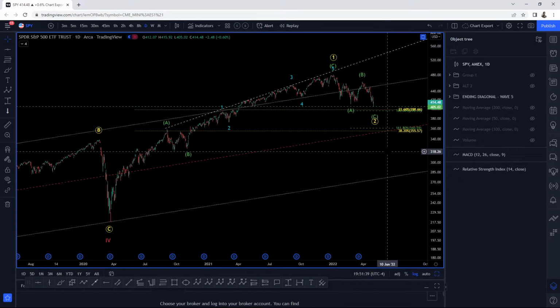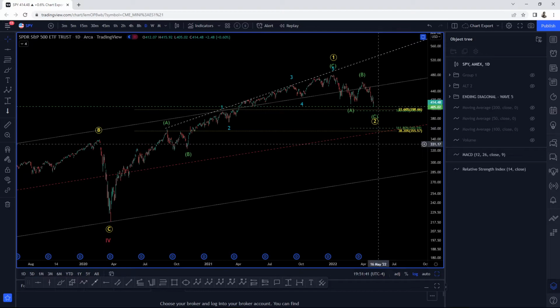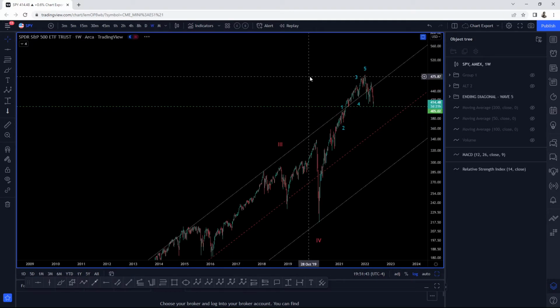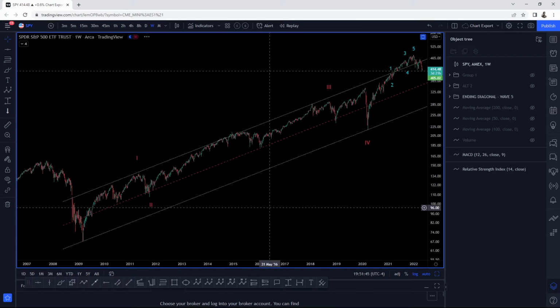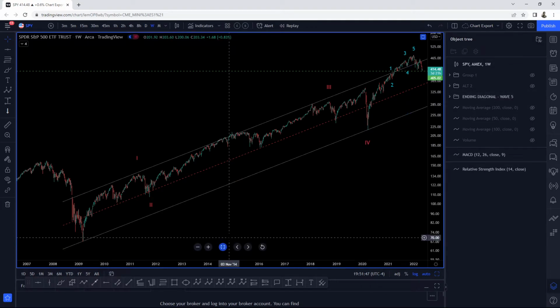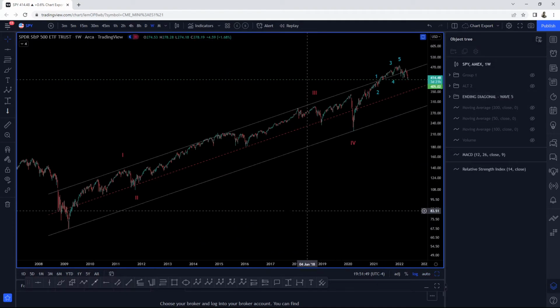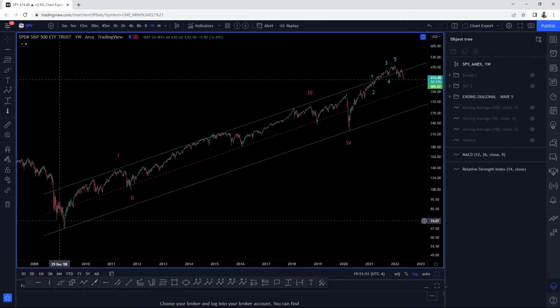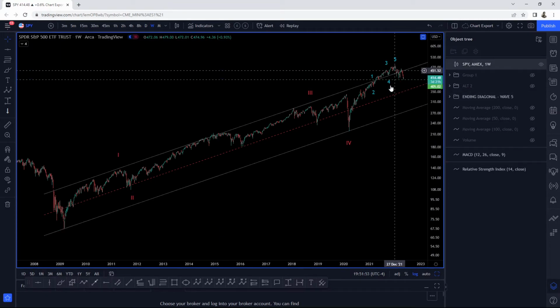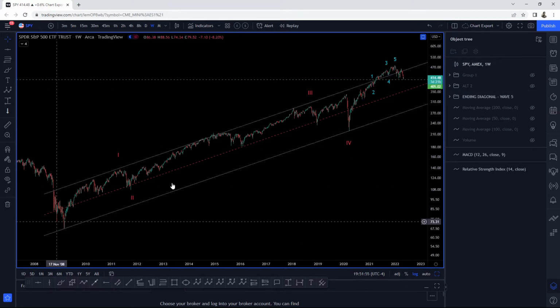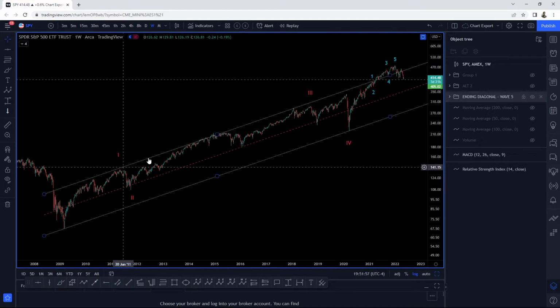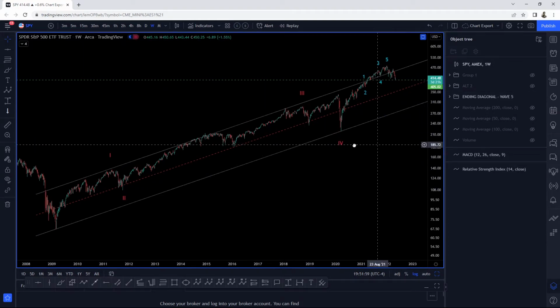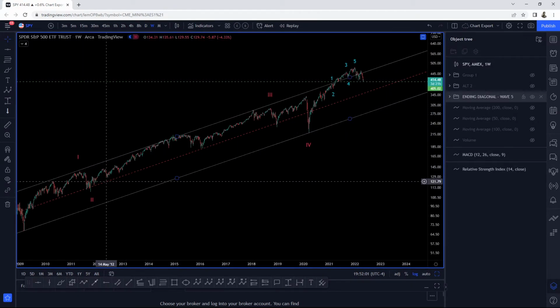There was a gentleman in our Discord group that pointed this out, so I want to show you guys real quick. Okay, he drew a channel from the lows of 2009, which makes total sense. He channeled this whole rally from the 09 lows towards our highs over here, connecting the two most extreme lows towards this resistance top here. And you start noticing that we have the middle trend channel.